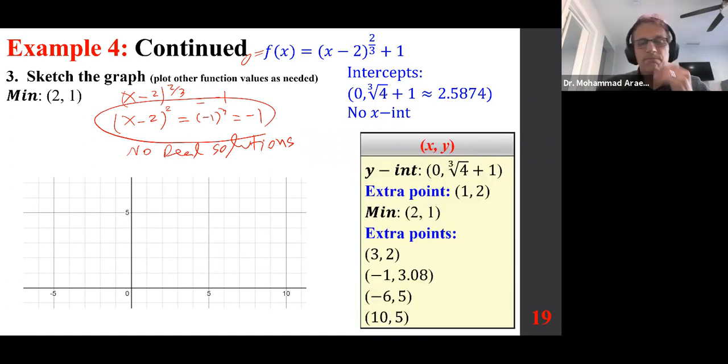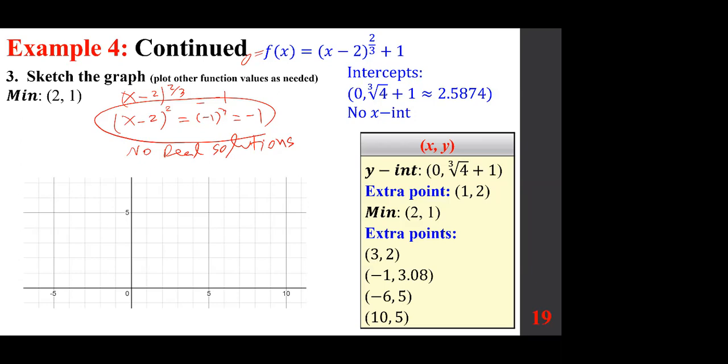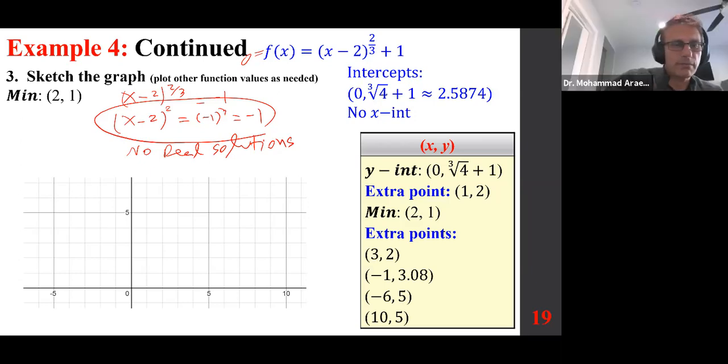Let's go over the points that we have. Here's the summary. Y-intercept is at 0, cube root of 4 plus 1. For the sake of graph, it's about 2 point, let's say 6. Roughly. Extra point 1, 2. Why is this easy? If you plug in 1, you get -1. -1, cube root of that is -1. Square it becomes +1 and 1 and 2. So that's an easy point. 2, 1. I hope you remember that we had this minimum.